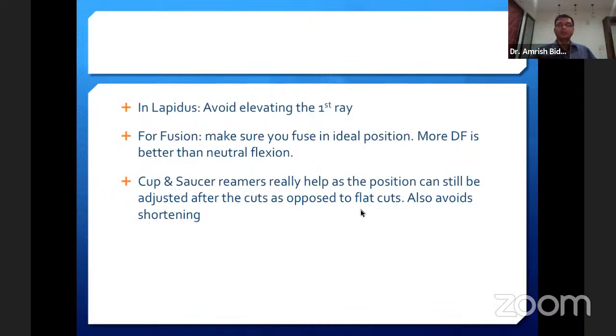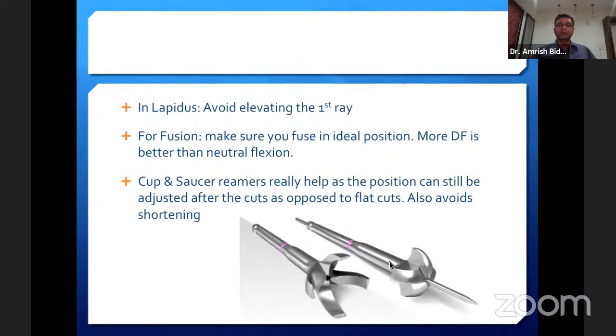Nowadays, you get these cup and saucer reamers that look like this. You use this on the proximal phalanx, and you use this on the head. They come in differing sizes. You put a K-wire in the center and ream around it. They really help because they take off all the cartilage, and because the overall shape remains, you can still alter the angles that you have done.